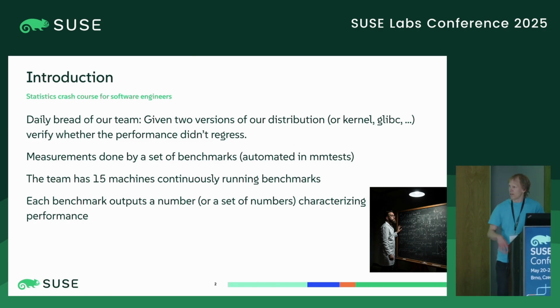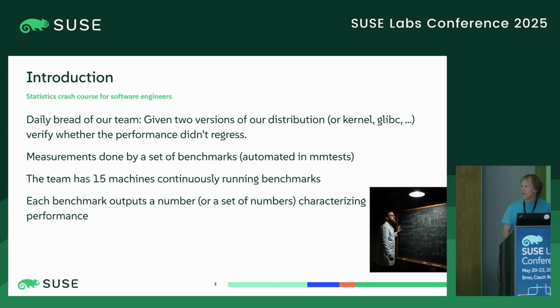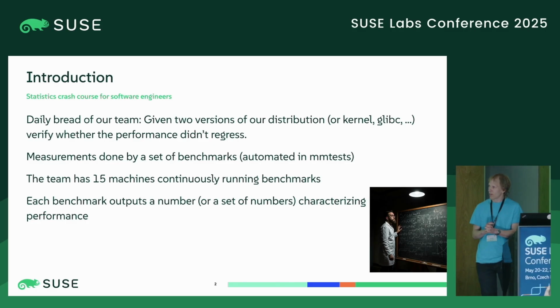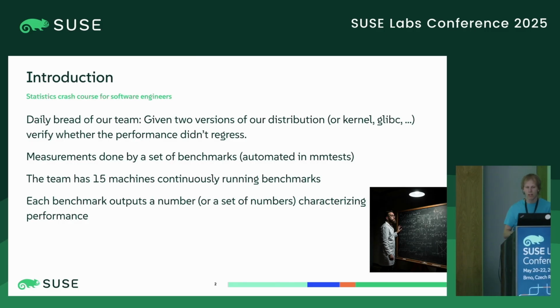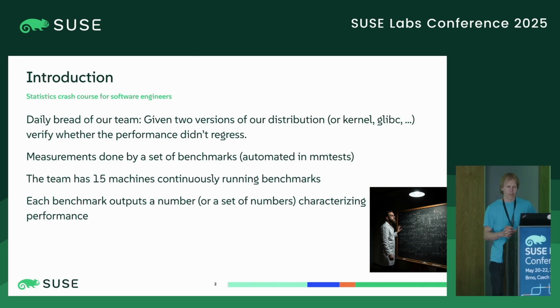Our team is continuously running about 15 machines which are running benchmarks, plus we have a couple of other machines which can be used to investigate the individual regressions that are then detected. Now this is not what I'll be talking about today. It's just to provide some setting. Each benchmark essentially outputs just some number. It will not be important for us today what this number means. Or it can also be several numbers which somehow characterize the performance.